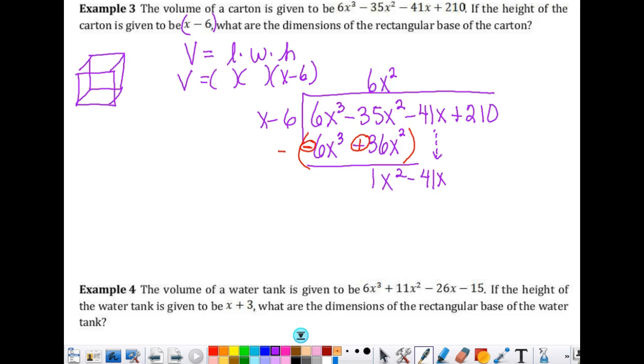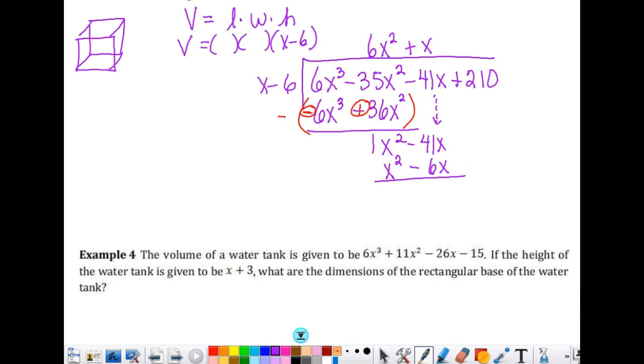So you just look at the first terms, something that's going to go here, and you know what it's going to end in. x times x is x squared. What is it? Yeah, an x. That was pretty easy. So x times x is x squared. They're the same. Good job for us. x times negative 6 is negative 6x.